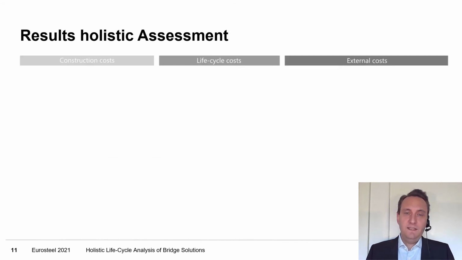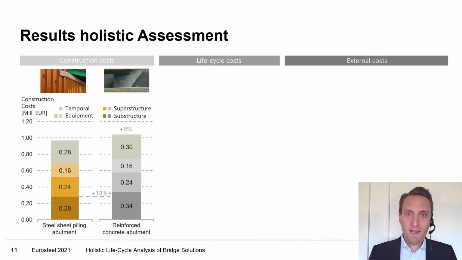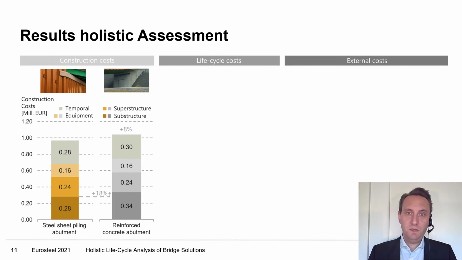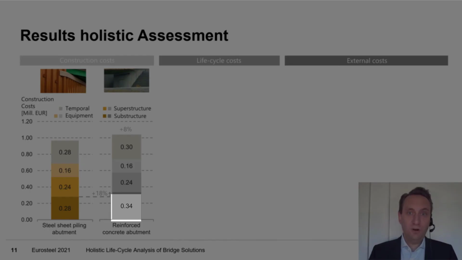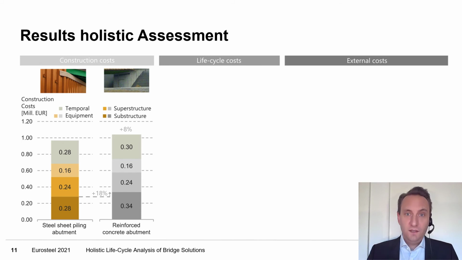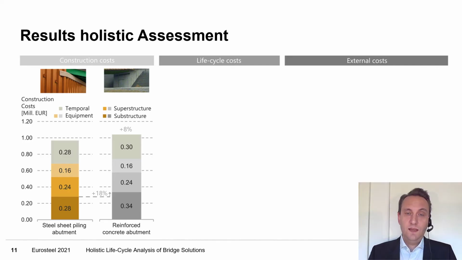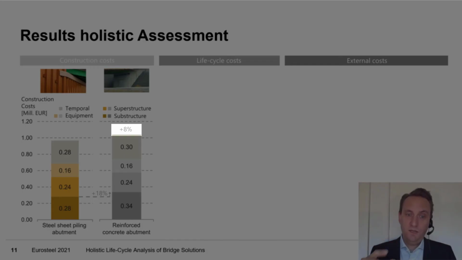As I already explained, the results of our assessment can be grouped into 3 different cost categories. If I compare the construction costs, I can see that the results differ in the substructure. The steel sheet piling abutment costs 0.28 million euro, while the reinforced concrete abutment costs 0.34 million euro. So the concrete abutment is more expensive and the costs are 18% higher. As a result, my complete erection costs are 8% higher for the reinforced concrete abutment.